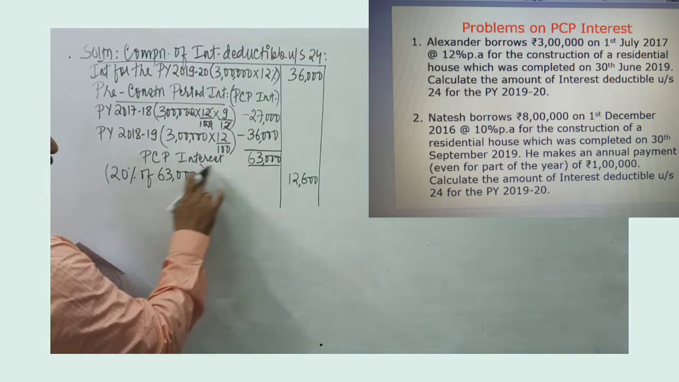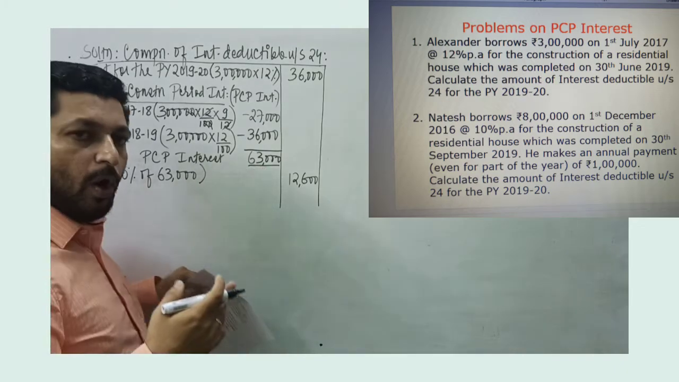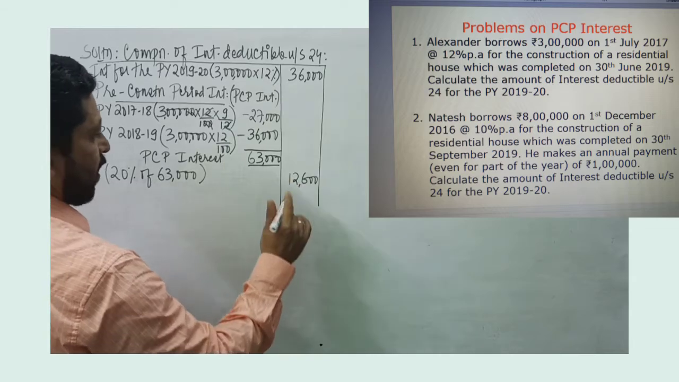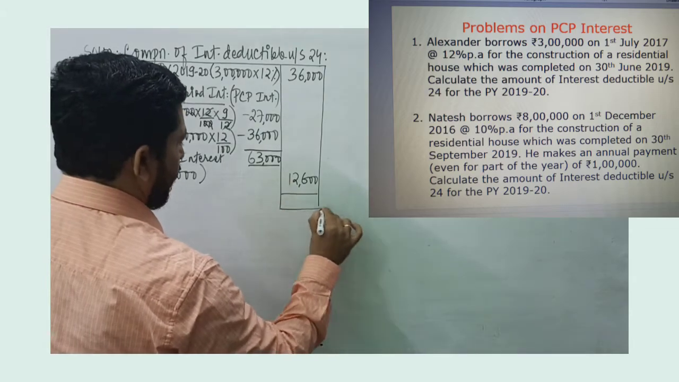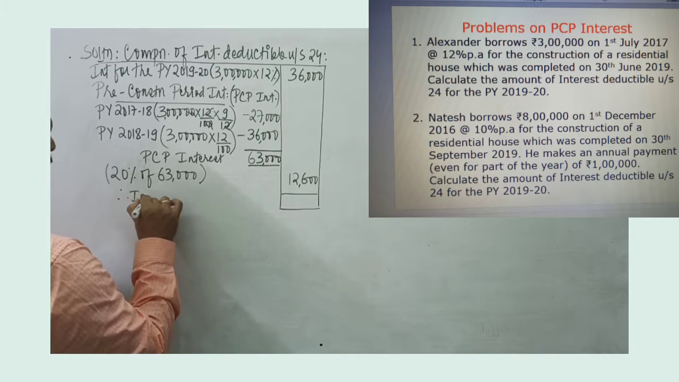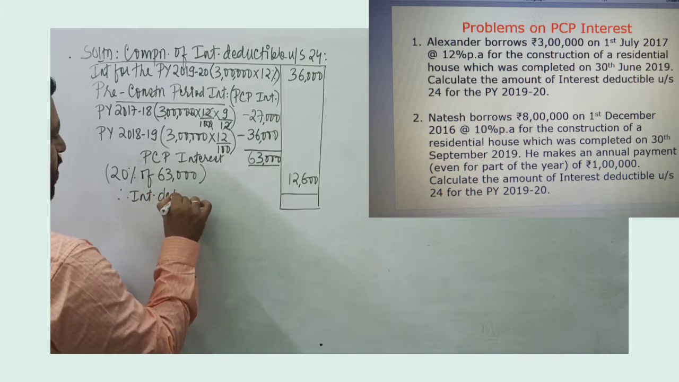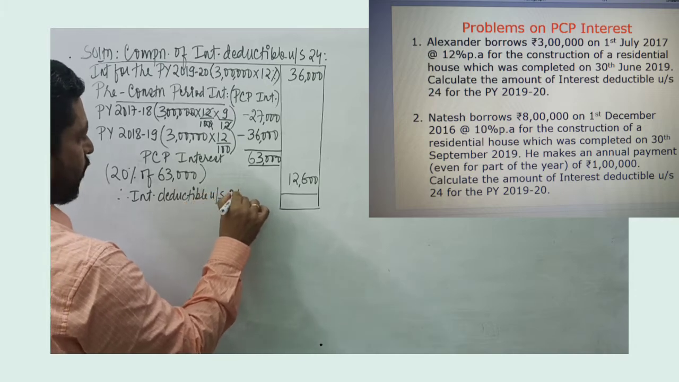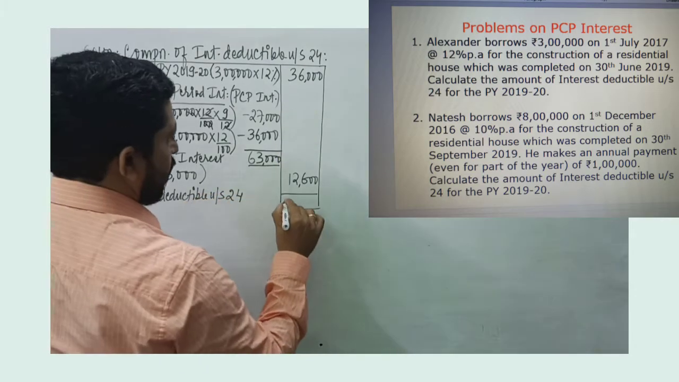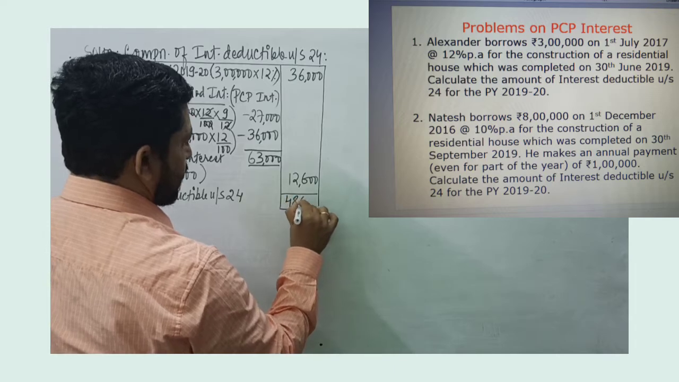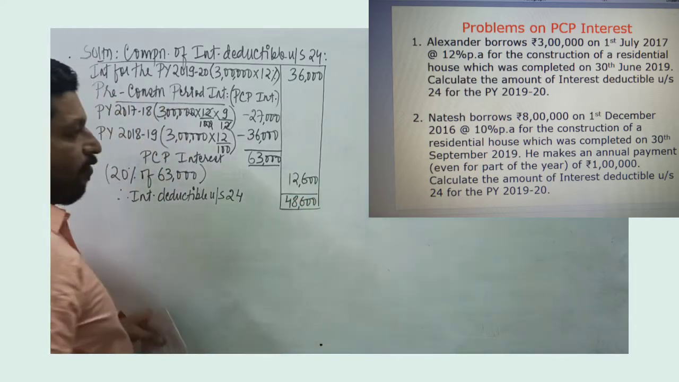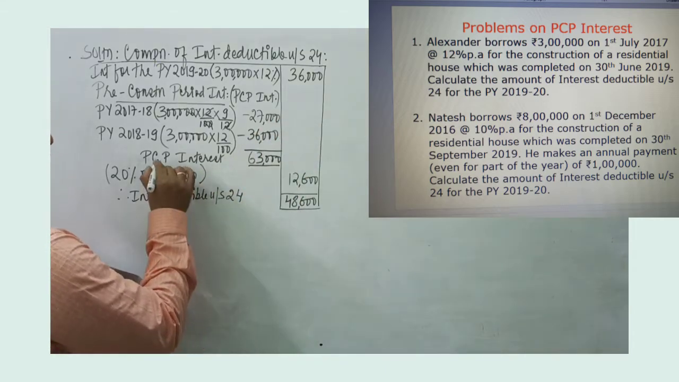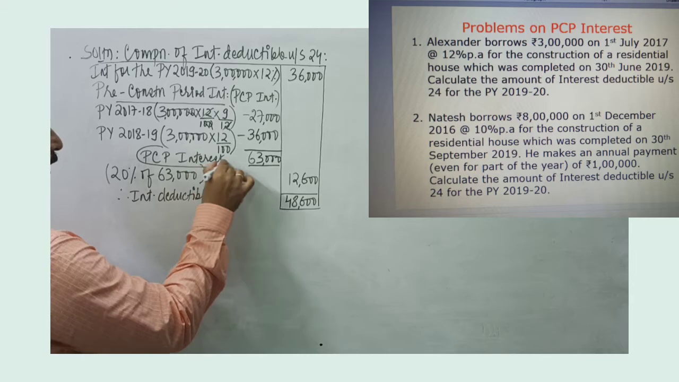12,600. So either you take 20% of this value or you can take 1/5. It is the same, one and the same. So it works out to 12,600 rupees. Therefore, interest deductible under section 24 will be in total 48,600 rupees. 48,600. So this is the total interest deductible including the PCP interest.